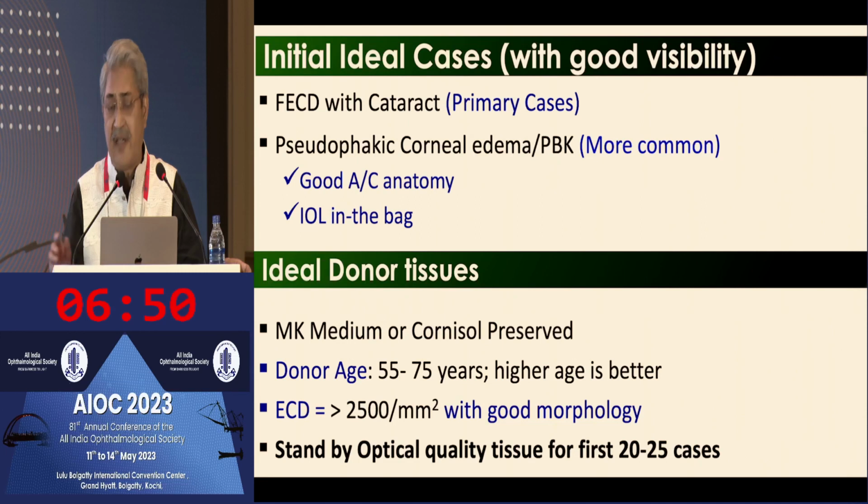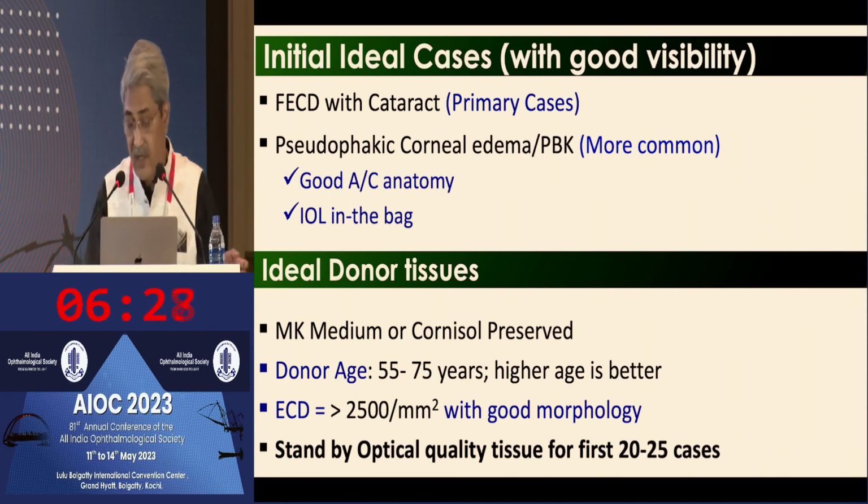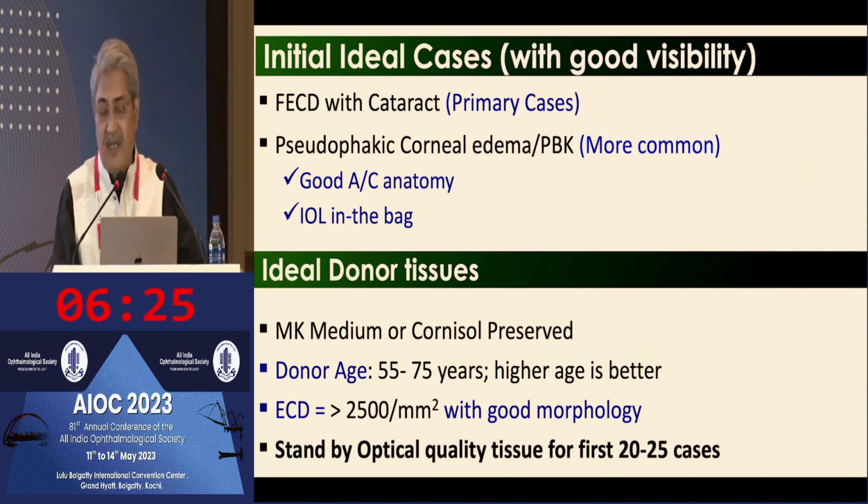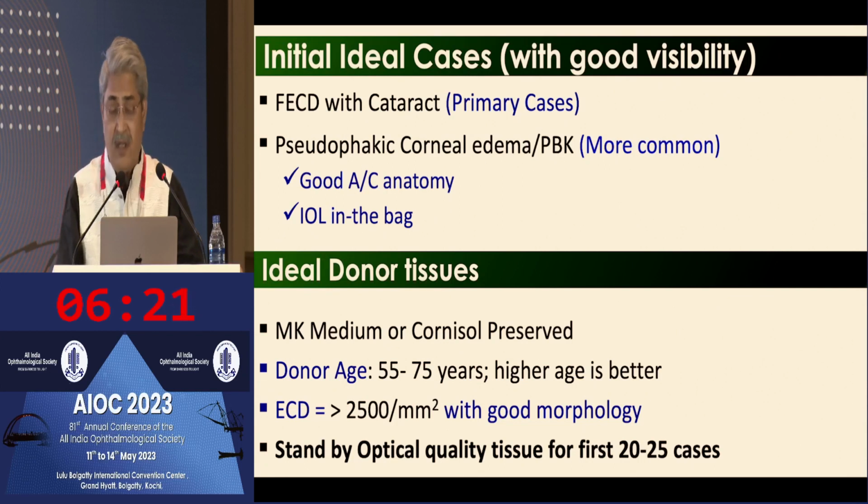So initial cases are with very good visibility. If primary cases like Fuchs dystrophy with cataract, and more commonly the pseudophakic corneal edema or bullous keratopathy with good anterior chamber anatomy, and the IOL should be in the bag. An ideal donor tissue for the beginner, you can use any MK medium or Optisol. The donor age is 55 to 75.